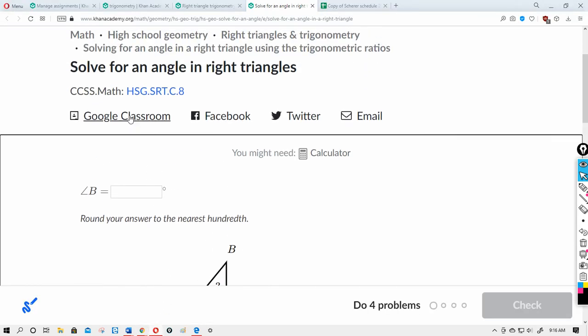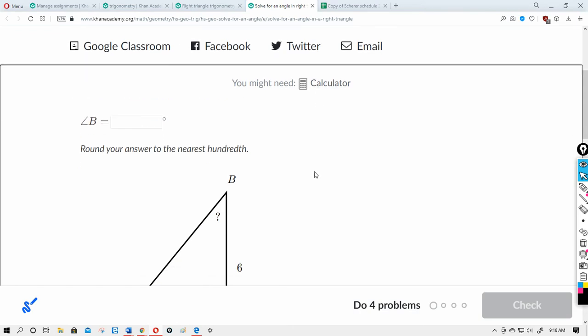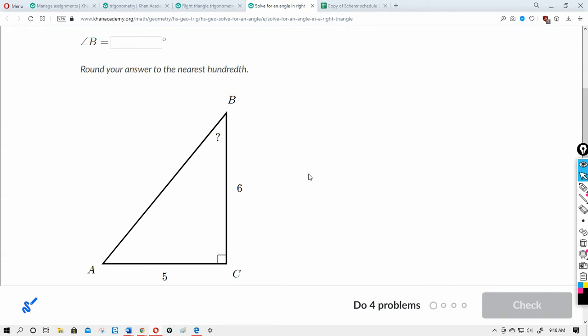Okay, this will be for the con assignment. Solve for an angle in right triangles. These are very similar to the problems we did on the worksheet, so if you did that, you probably know this already. Okay, so they want you to solve for the angle, question mark, and round to the nearest hundredth.